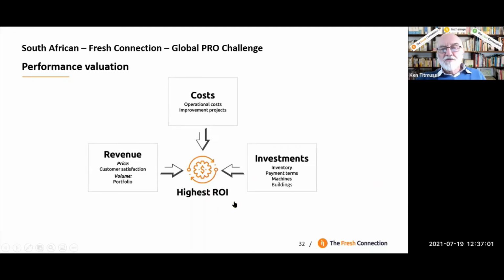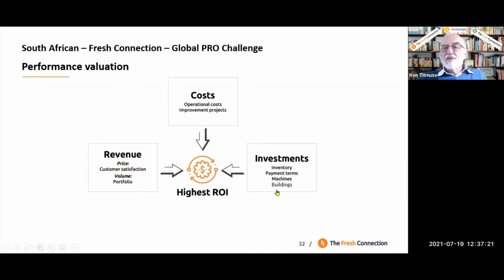So what about the performance? Remember, Bob says we've got to have the highest return on investment. So we've got to be looking at the revenue coming into the business. How satisfied are our customers? Are they getting what we promised them? What sort of volume of sales are we getting as well?